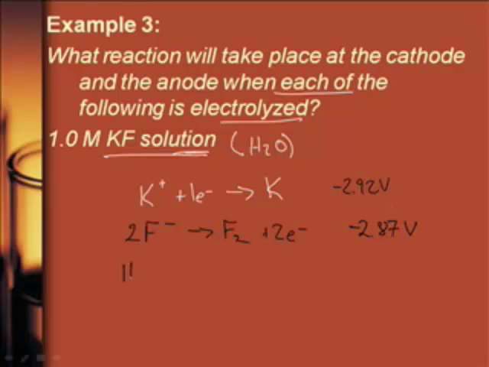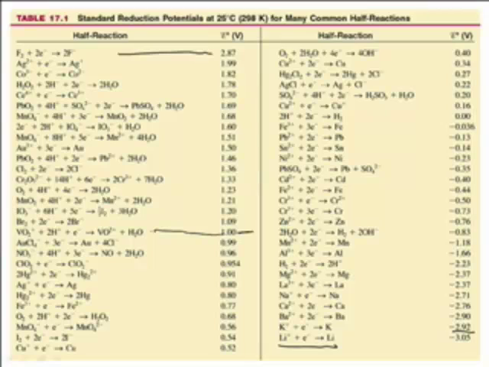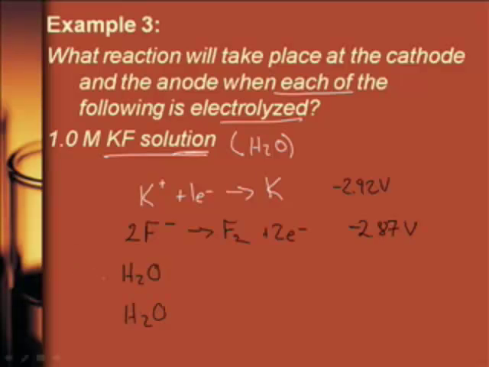These reactions are the ones that we're going to have to watch. If we go back to our table, we need to find the water. There are 2 reactions where water is critical. This is one of them right here: 2 H2O plus 2 electrons makes H2 plus 2 hydroxides, and it's negative 0.83.